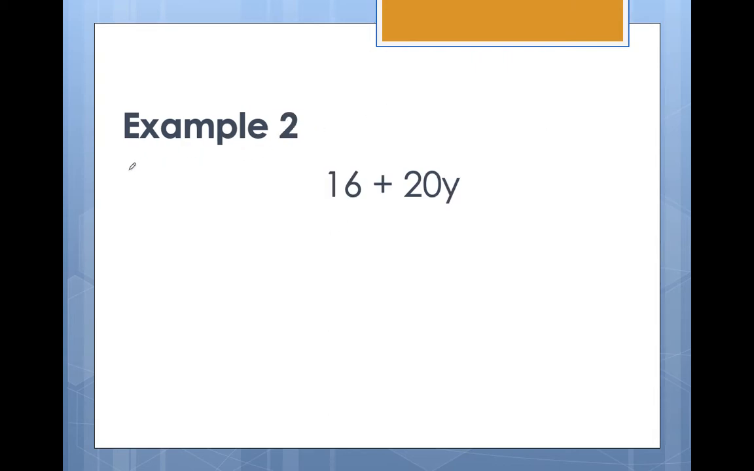In example 2, the greatest common factor between 16 and 20y is 4. So here's an example of where I said you can actually factor sometimes multiple different ways, but if the directions say to factor completely, that means to find the greatest common factor. So the greatest common factor is 4.